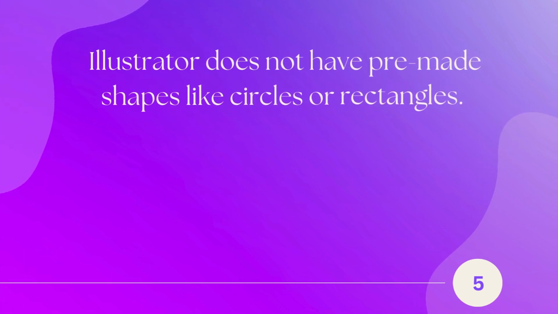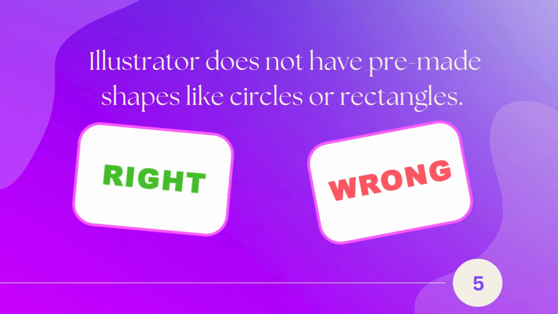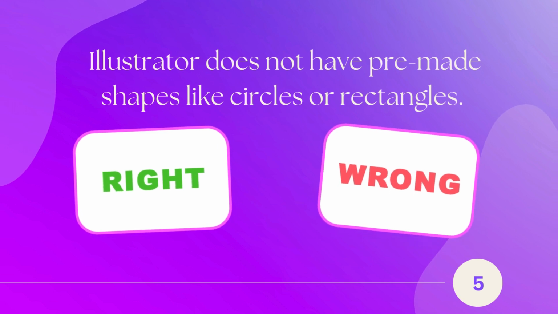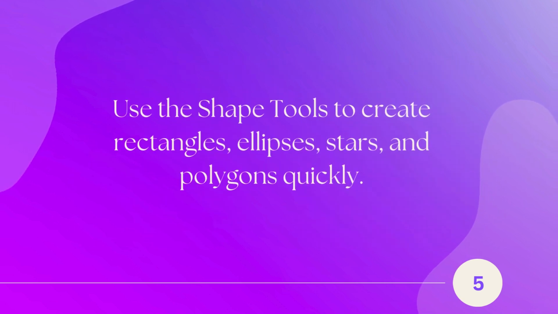Illustrator does not have pre-made shapes like circles or rectangles. This statement is wrong. Use the shape tools to create rectangles, ellipses, stars, and polygons quickly.